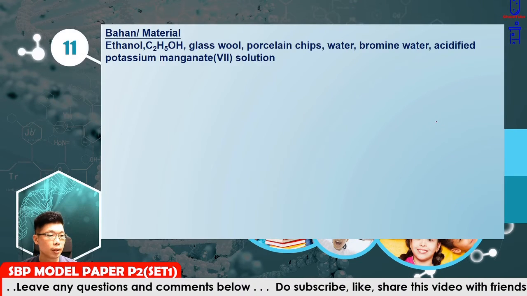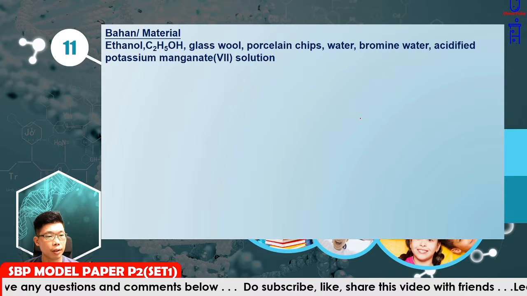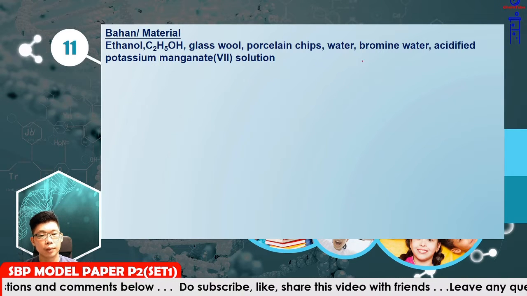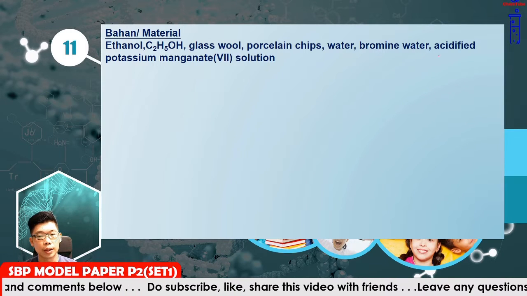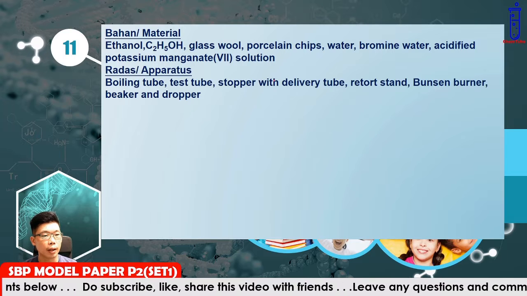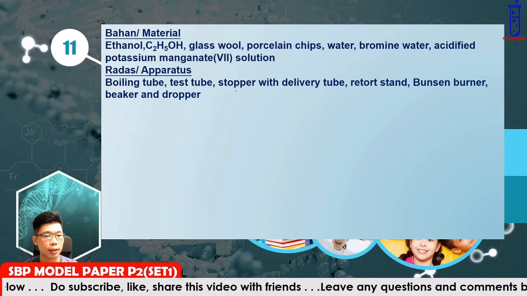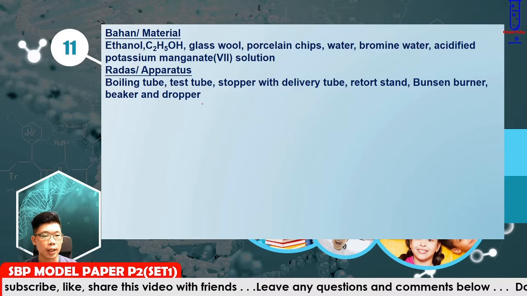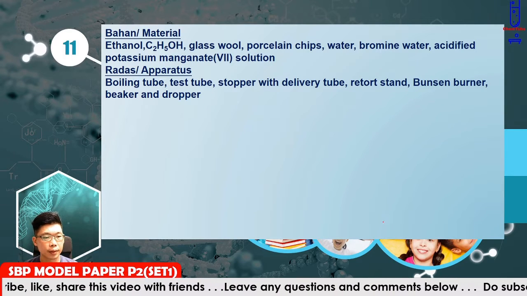Okay, so the materials: we need ethanol, glass wool, porcelain chips, water, bromine water, and acidified potassium manganate(VII) solution. Apparatus: boiling tube, test tube, stopper with delivery tube, retort stand, Bunsen burner, beaker, and dropper.